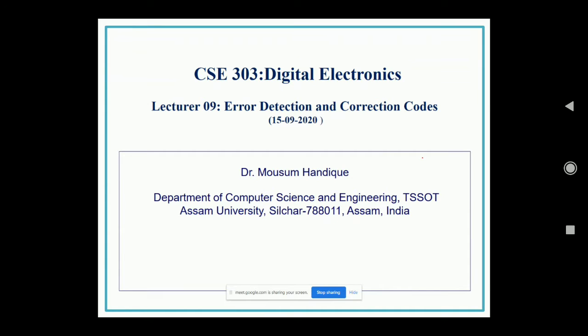The main objective of this lecture is that in this slide we are discussing one particular binary code, whose name is error detection and correction code, what the importance of this detection and correction code is, and how we are designing this code.